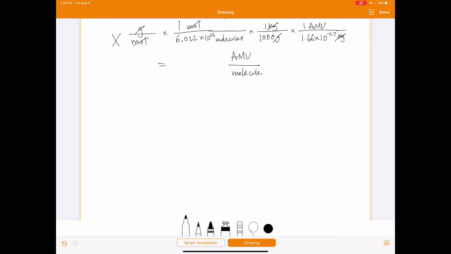So if you calculate this number, it's going to end up being 1.0003 times X AMU per molecule. So what this is saying is the number of grams per mole of a substance is really, really close to the number of AMU per molecule. Okay, it's not exactly the same because it's not exactly equal to 1, but it's very close to being true that the number of grams per mole equals the number of AMU per molecule.